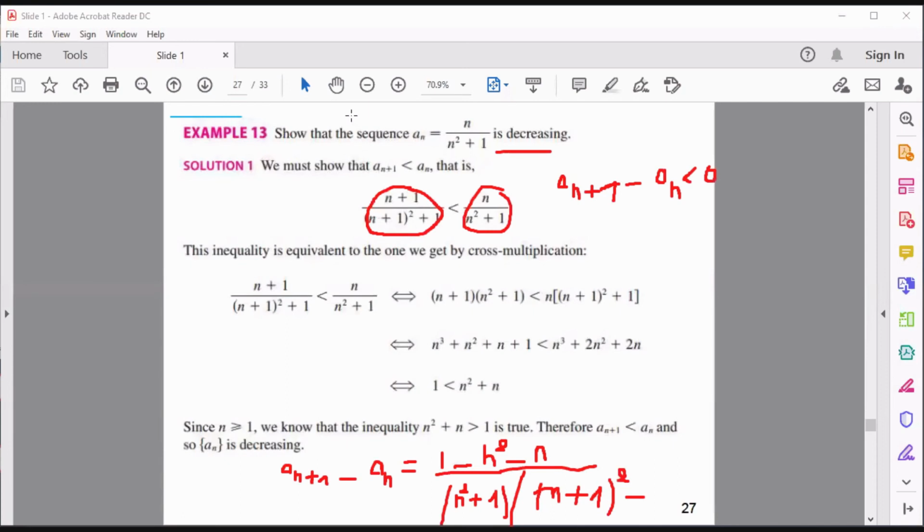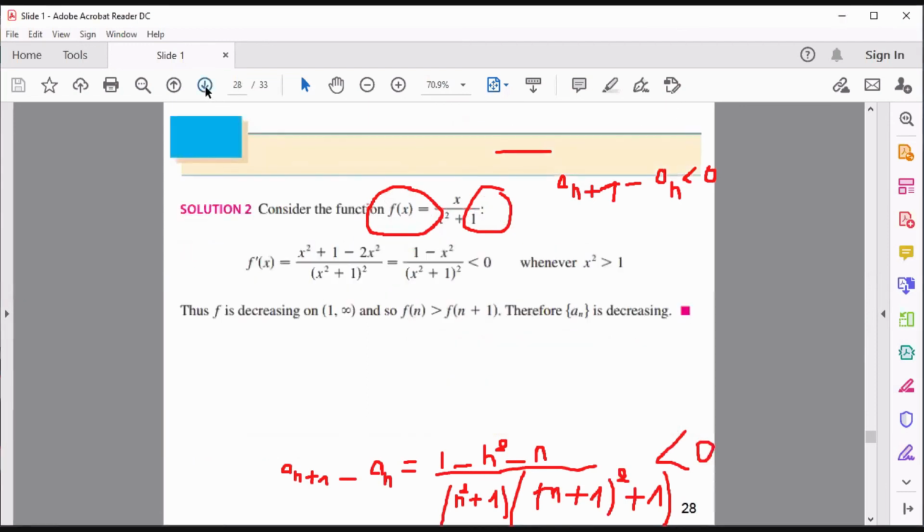Of course, which is negative. Why? Because we know 1 minus n squared minus n is negative, because n squared is more than 1 and n is more than 1. Then n squared is more than 1, n is more than 1, then n squared plus n is more than 2. 1 minus something more than 2 is negative. That's why the sequence is decreasing. Then we have to evaluate an plus 1 minus an, or use this way.